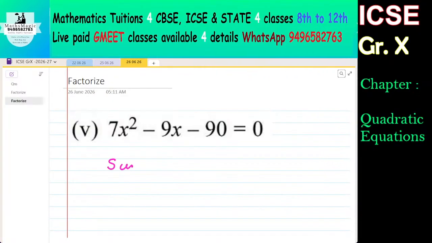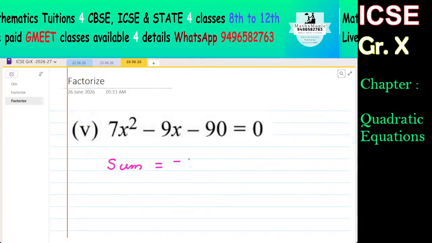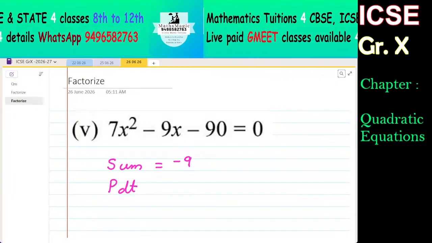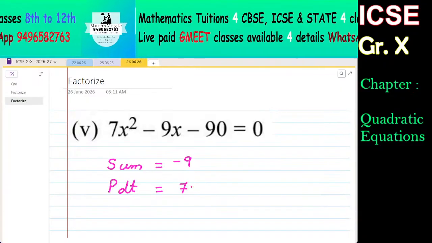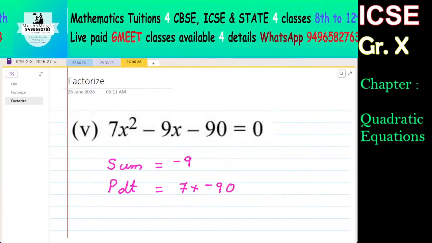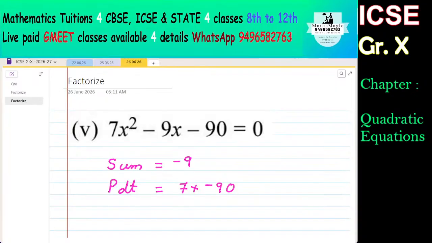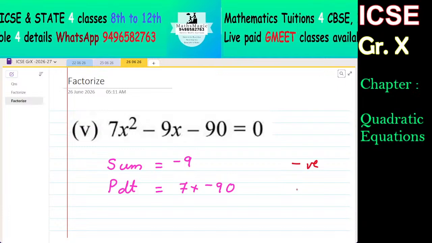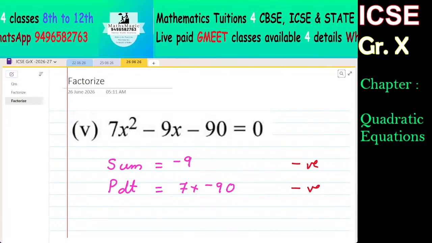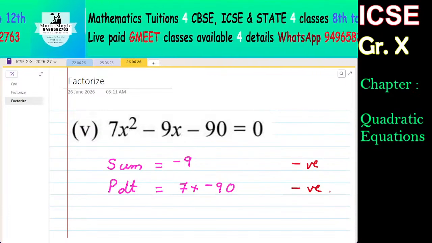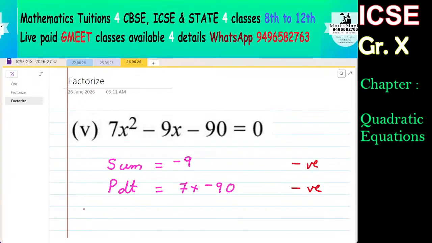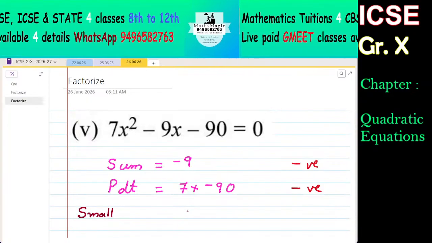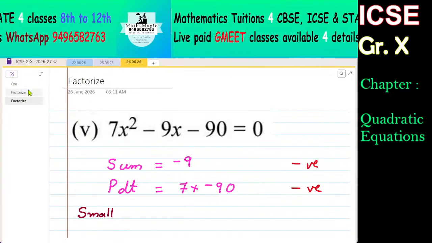Here, sum equal to negative 9, product equal to 7 times negative 90. Again, sum negative, product negative. So if product is negative, they are of different sign.